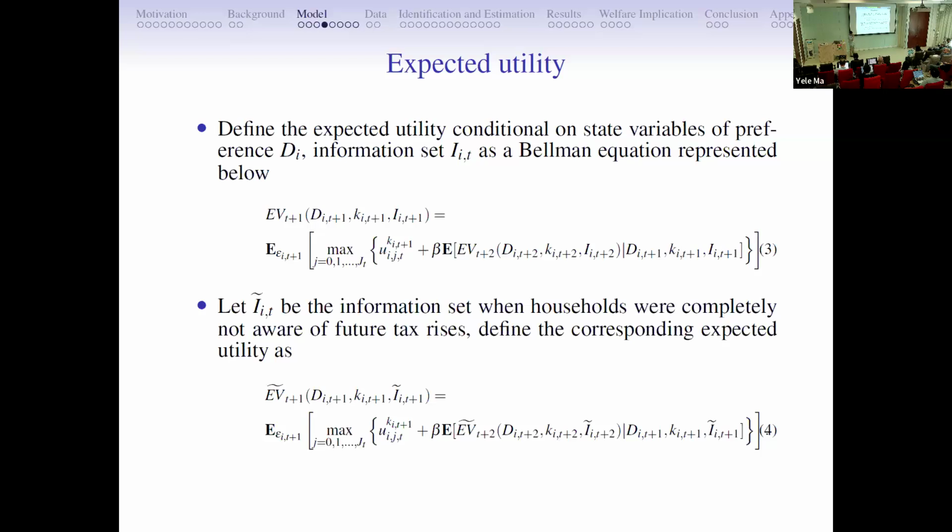So when households behave like the first one, they are purely rational, so they will take the future tax rises into consideration, and they will make some stockpiling decisions. For instance, just purchase a car before future tax rises. And for the second case here, it means that the households forget about the future taxes completely, and they will perhaps miss the deadline to purchase a car at a lower tax rate.